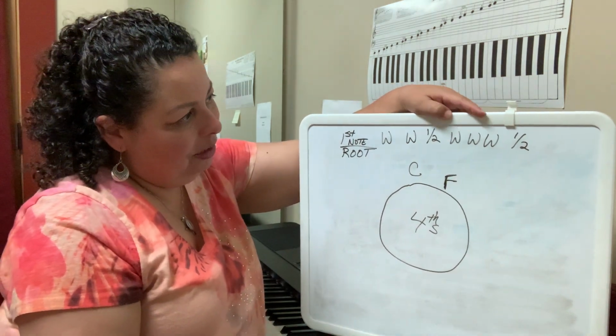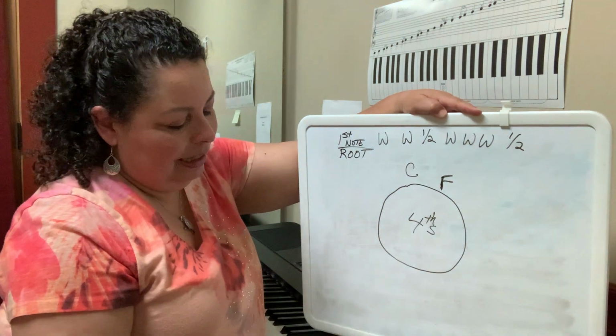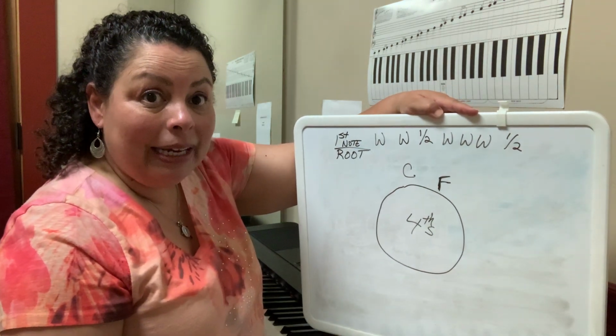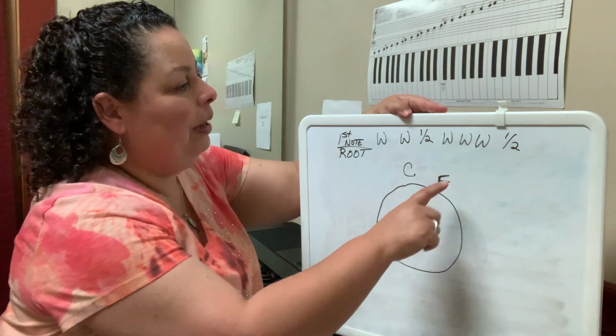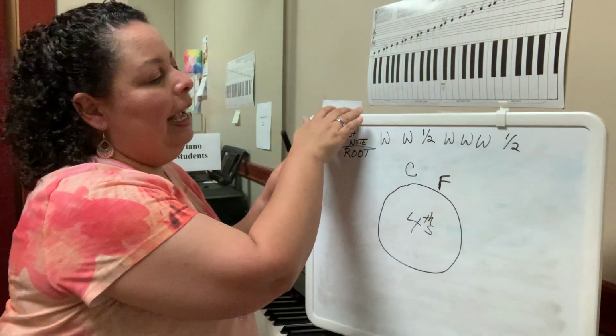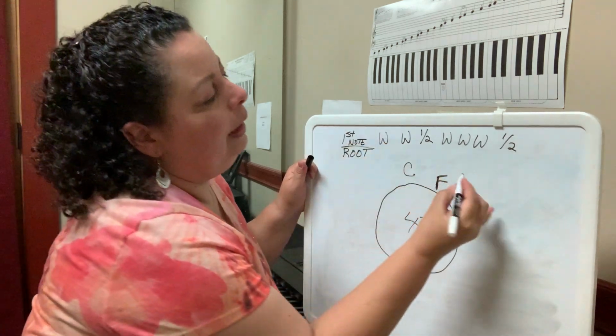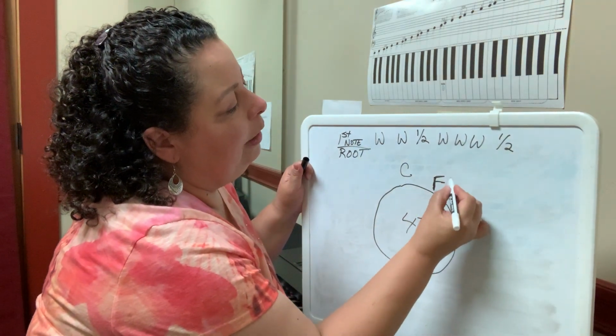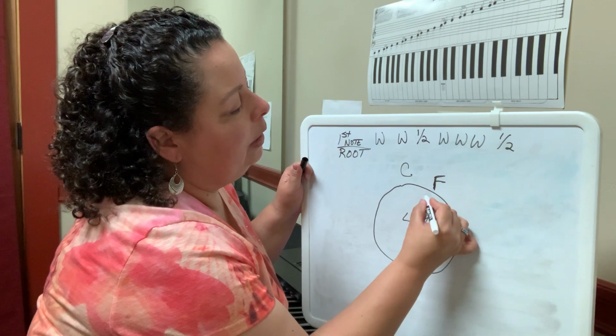Whole. And then your half step is going to be back to F. All right. So F, the key of F had one flat, and that was a B flat. So I'm going to put B flat.